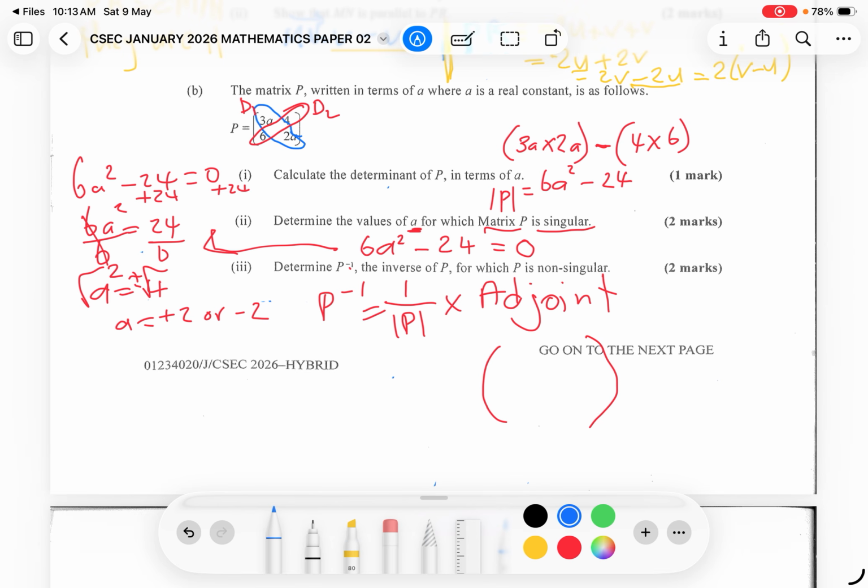So all I'm doing now is to switch around the diagonal one. So this becomes 2a, this becomes 3a. Notice I said switch around the elements. We're switching around the elements on diagonal 1. I did that. What do I do to the elements on diagonal 2?